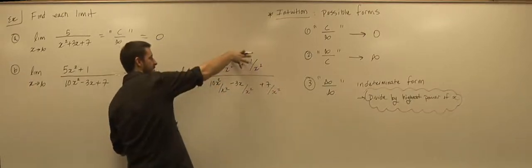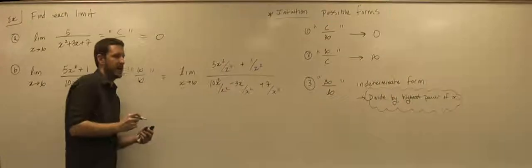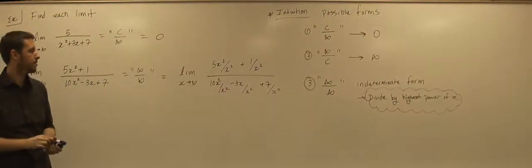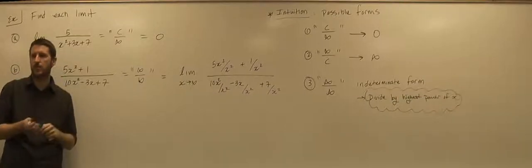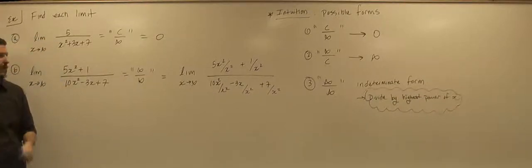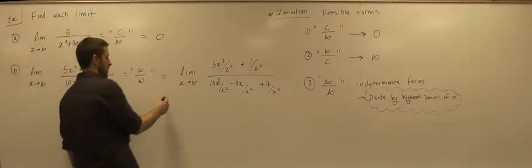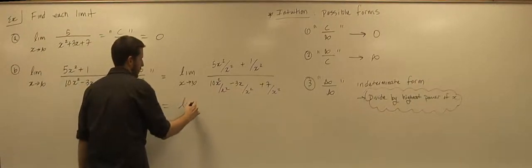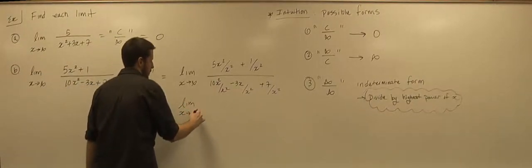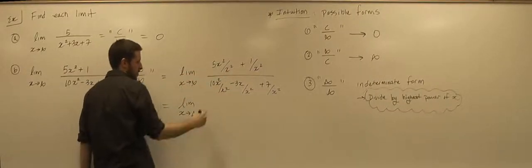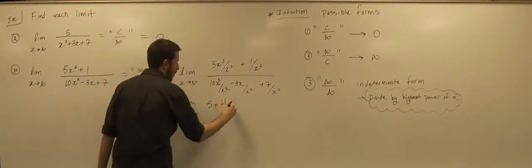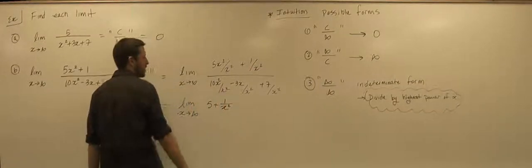So effectively, I've divided the top by x squared and I've divided the bottom by x squared. And it looks like it's hopeless and there's no way we can ever figure this out. But actually, it's not too bad. Some things are nice. 5x squared over x squared, what's that equal to? 5. 1 over x squared, I can't simplify, so I'll leave it.